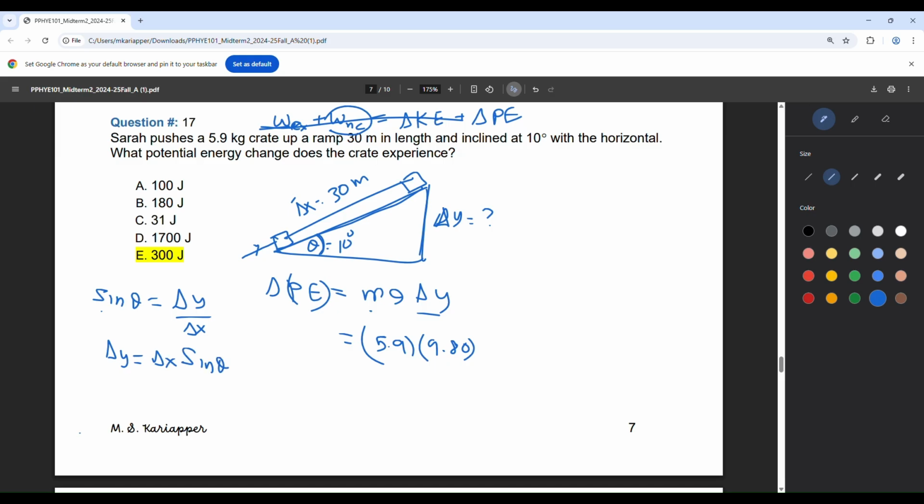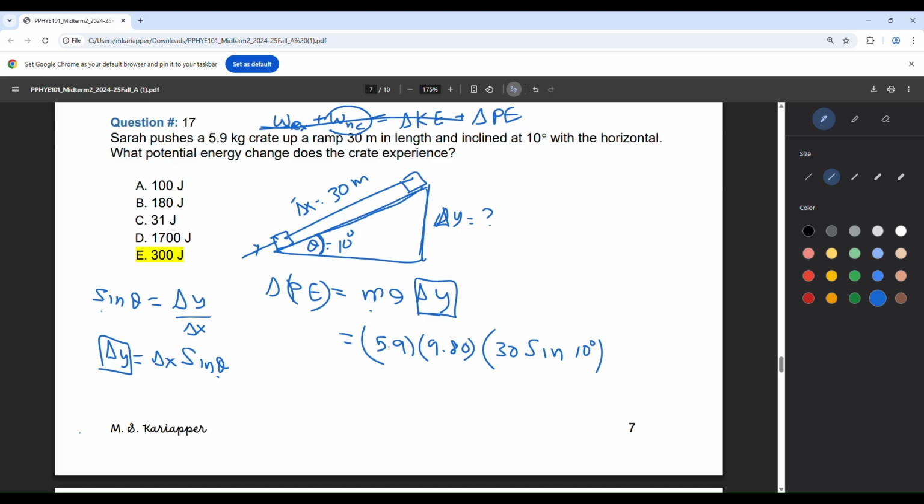Okay? No sine inverse? Sine inverse, no. We need delta y, right? We don't need it, theta is given. So instead of delta y, I can write the delta y in terms of what is given. 30 sine theta is equal to 10. That's it. So this is a definition question again, okay?